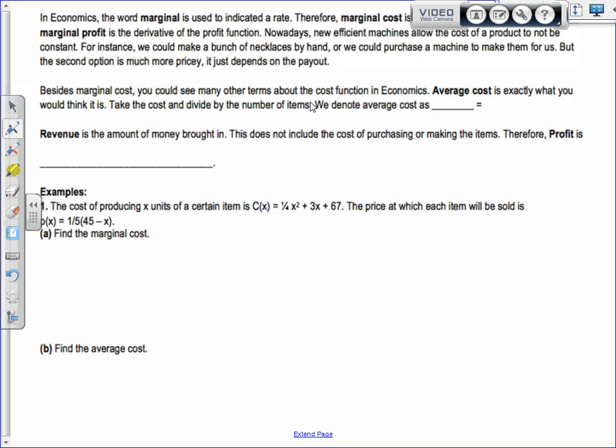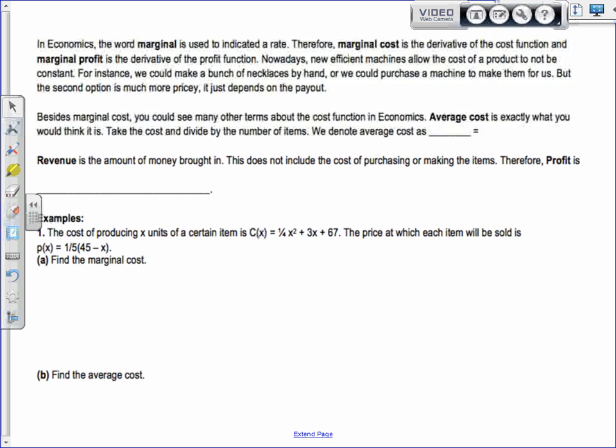All right, so it says in econ, the word marginal is used to indicate a rate. So if you hear marginal cost, that is the derivative of the cost function. Marginal profit is the derivative of the profit function. Okay, so if you guys are in econ right now, this may be handy. Okay, so nowadays, new efficient machines allow for the cost of the product to not be constant.